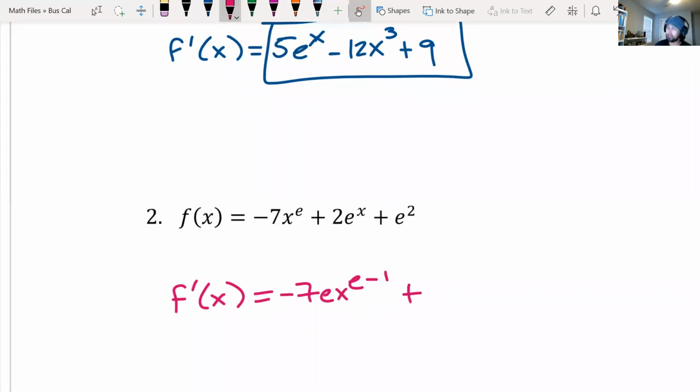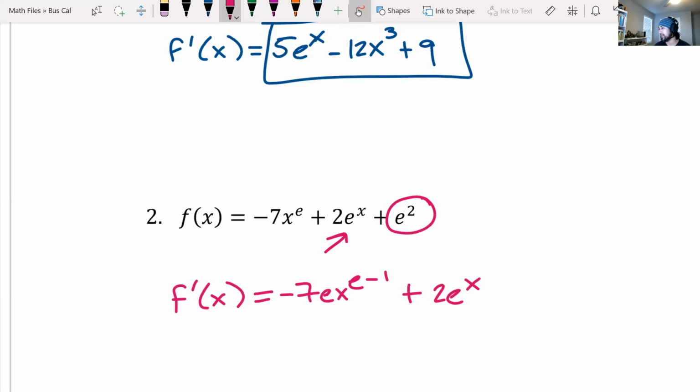Plus, what is the derivative of 2e to the x? 2e to the x. And then what do you think the derivative of e squared is? Tricky. So e to the x is e to the x, but e squared, and when I say tricky, is a constant.